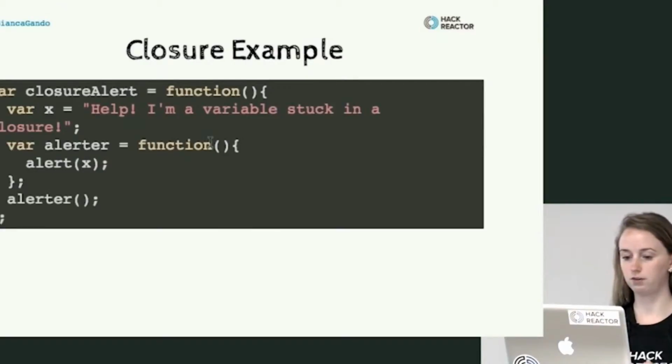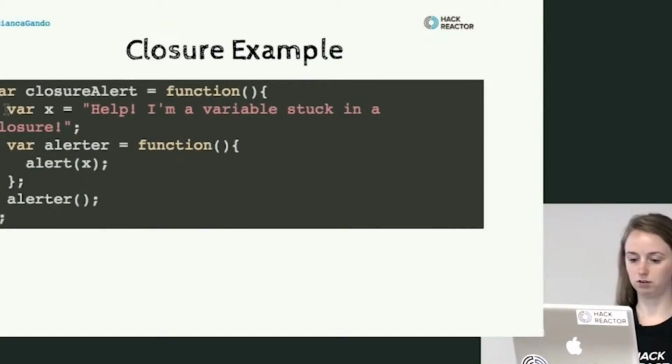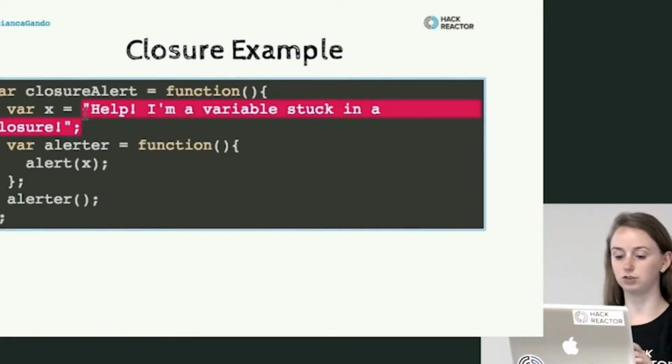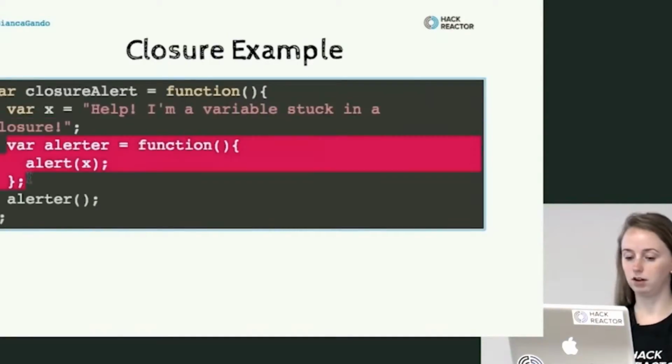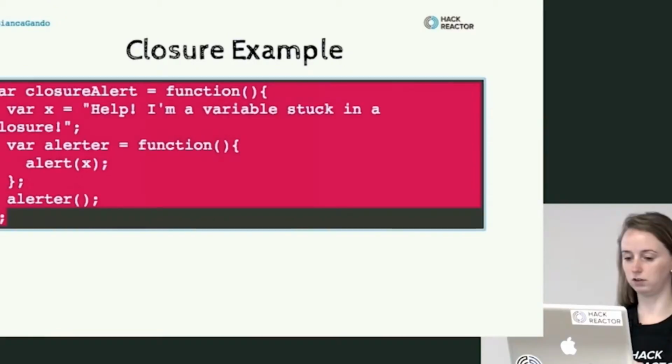Our first thing I want us to look at is this function called closureAlert. It's a function that has a variable that's initialized. It says, help, I'm a variable stuck in a closure. Then we have this inner function called alerter, and all it does is alert x. Then we call alerter from inside. So let's play with this in our console.